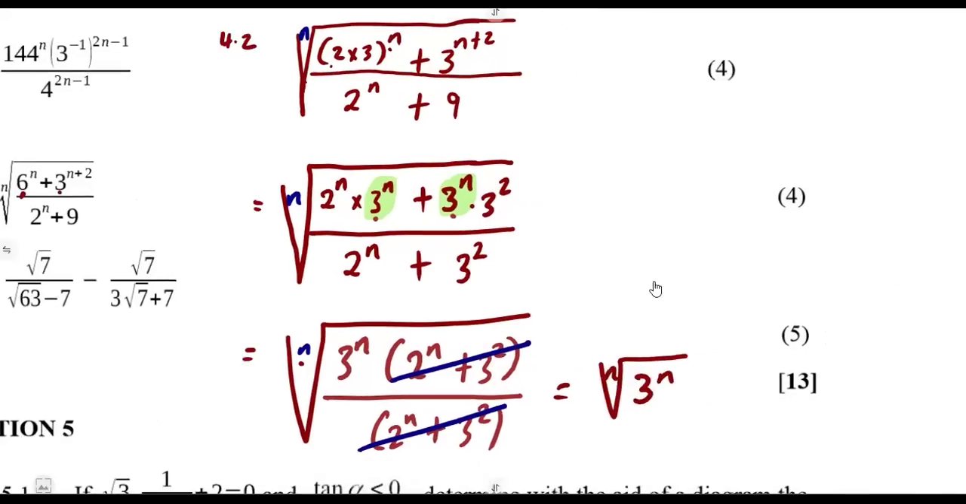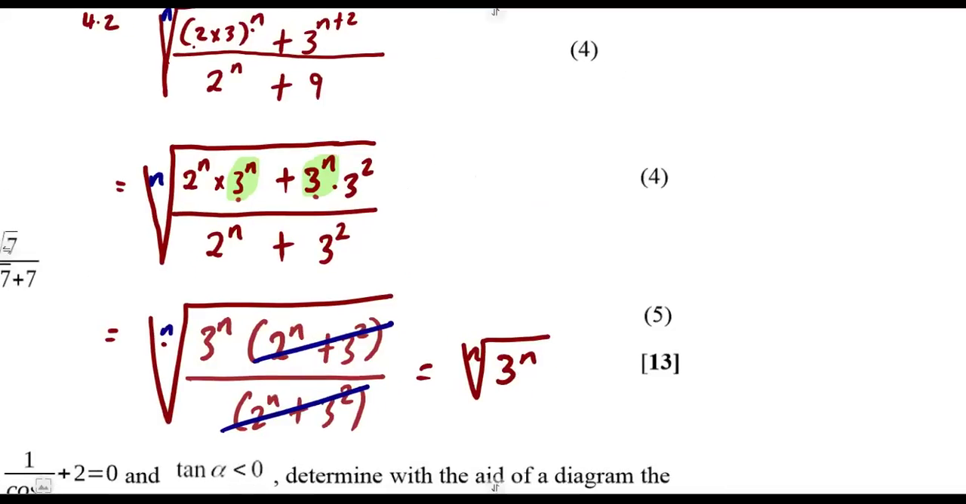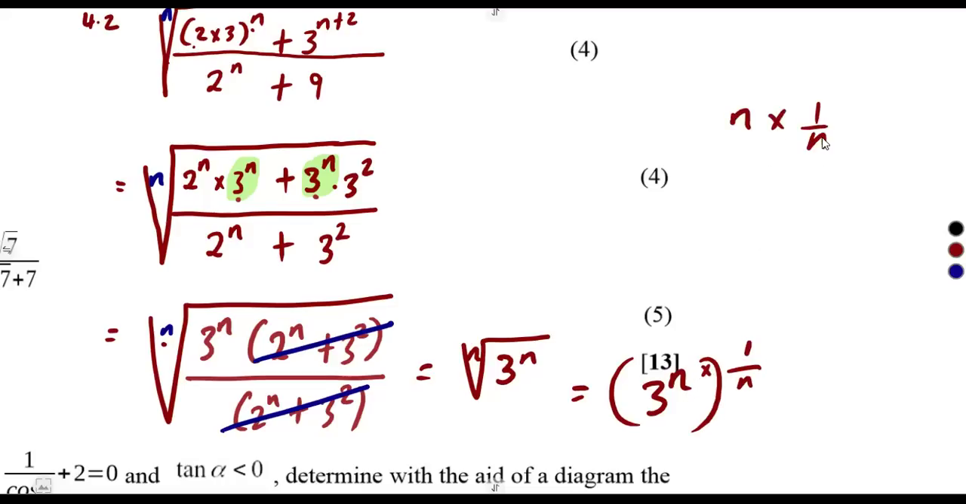What is the nth root of 3 to the exponent of n? Remember, how do you get rid, guys, of this nth root? 1 over. So it is 3 to the exponent of n, to the exponent of 1 over n. And exponent to exponent, you multiply n times 1 over n. That cancels. So it's 3 to the exponent of 1, which is 3 at the end. Just like that.